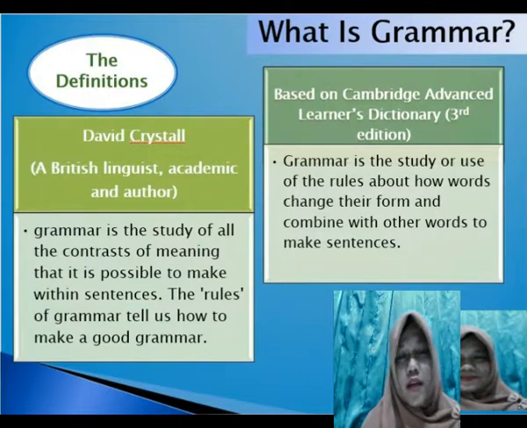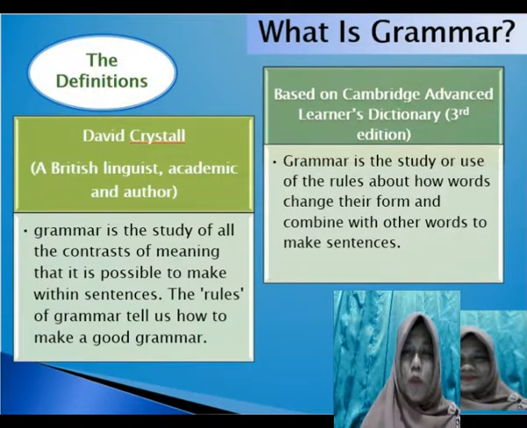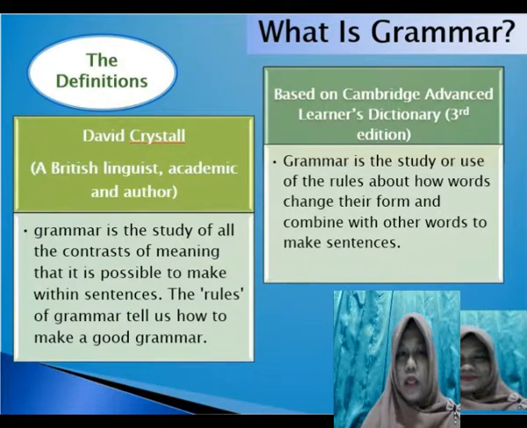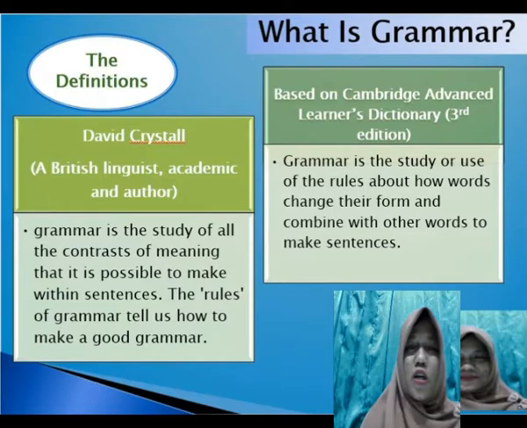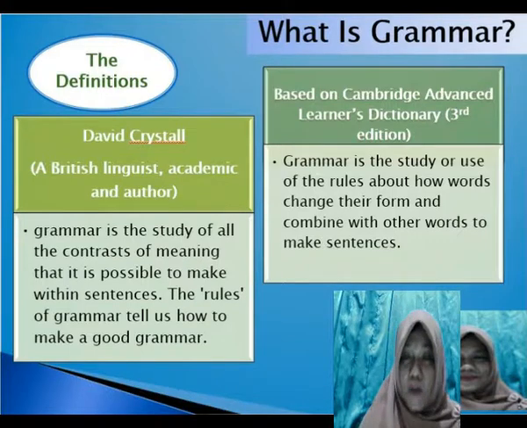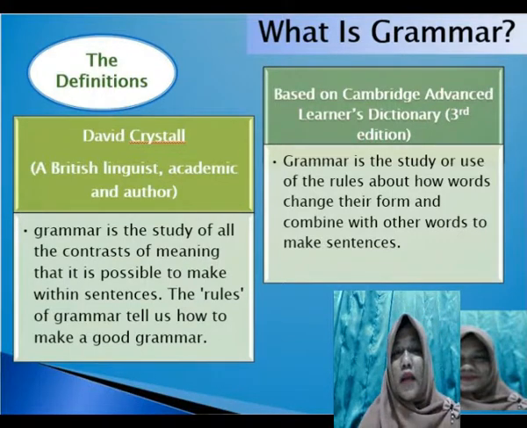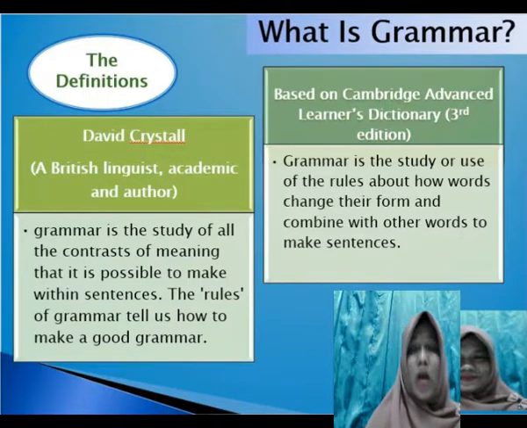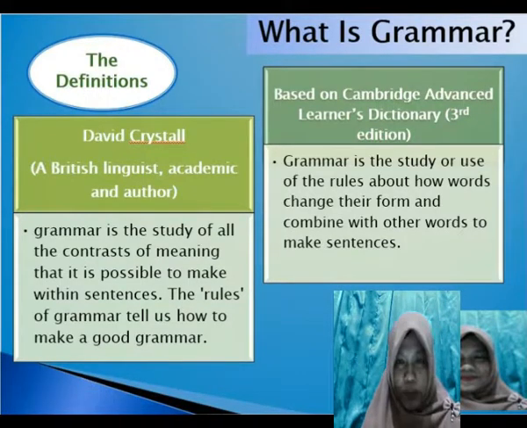Okay, the first one is what is grammar? The word grammar has several meanings and there is no universally accepted definition. Different experts define the term grammar differently. As you see in the slide, according to David Crystal, British linguist, academic, and author, grammar is the study of all the contrasts of meaning that it is possible to make within a sentence. The rules of grammar tell us how to make a good grammar.